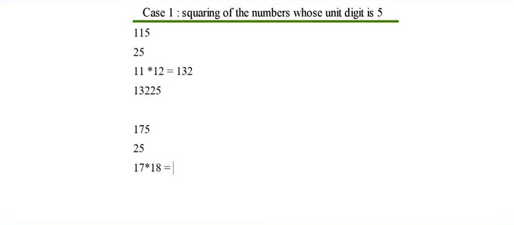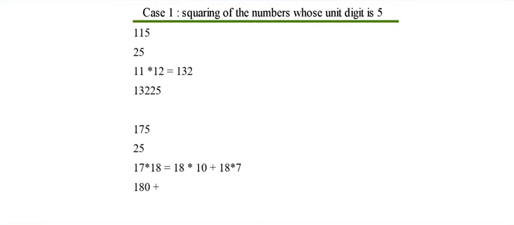17 into 18. I'll take one number constant. So now you tell me which number shall we take constant. So we'll keep 18 as constant. Now if we keep 18 as constant, this will be written as 18 into 10 plus 18 into 7. Why? Because 10 plus 7 is 17 and 18 will be remaining as it is.